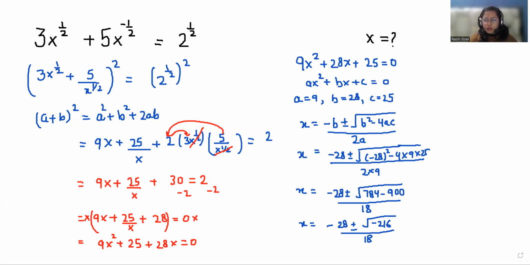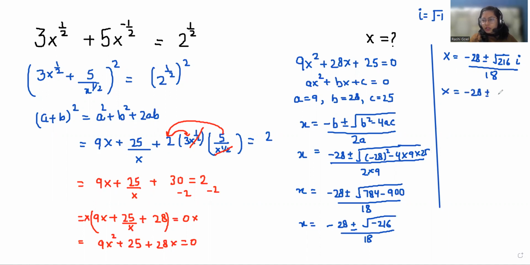So x is equal to minus 28 plus minus under root 216, and outside is iota, because the value of iota is under root minus 1, divided by 18. So 216 we can write as 6 root 6 iota divided by 18.